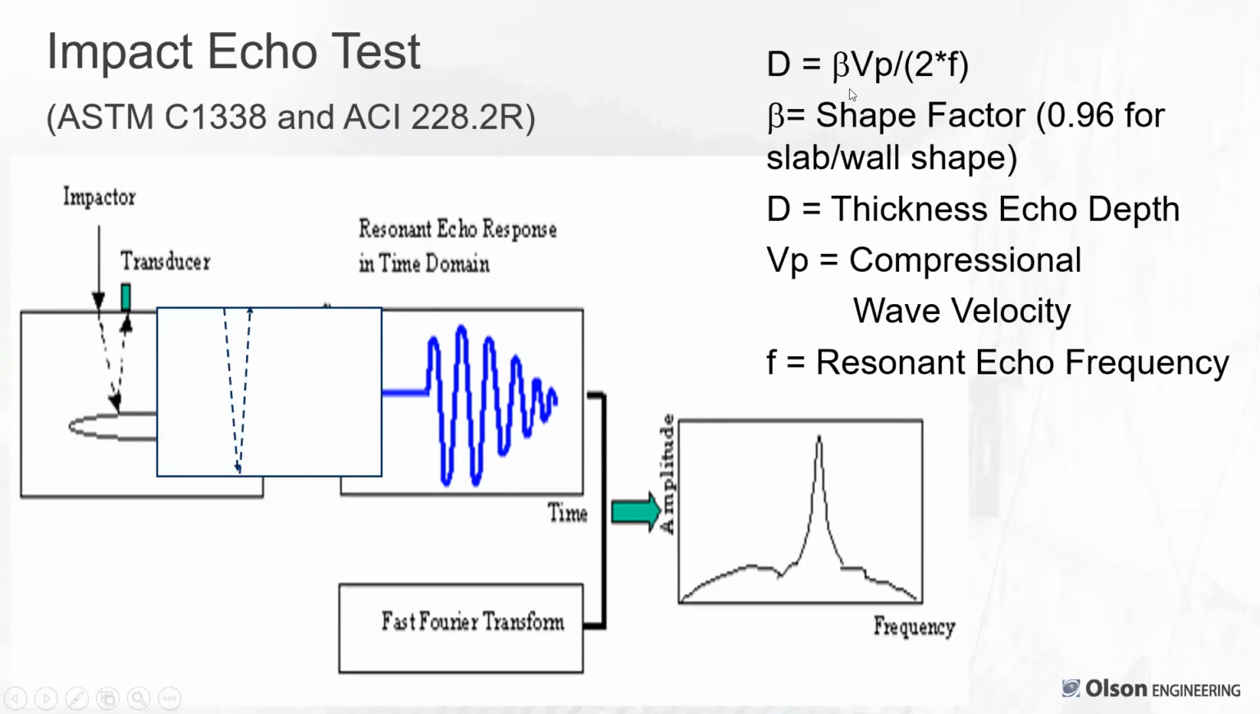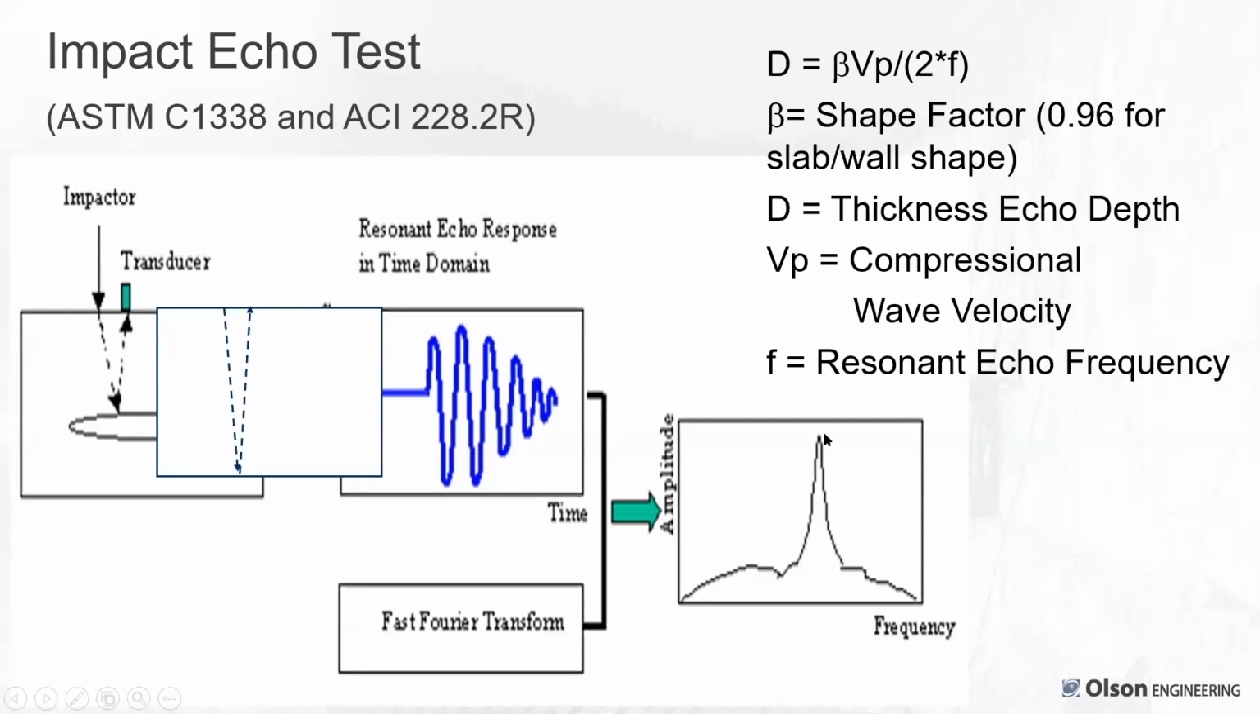The depth of that echo is equal to this shape factor, which is 0.96 for a slab or wall shape. It's a lower number for a beam or column shape, but there's one dominant echo in a flat slab or wall or a spillway, where there are multiple resonances present in beams and columns because of the shape effects. That's multiplied by the compressional wave velocity divided by twice the frequency of the resonance.